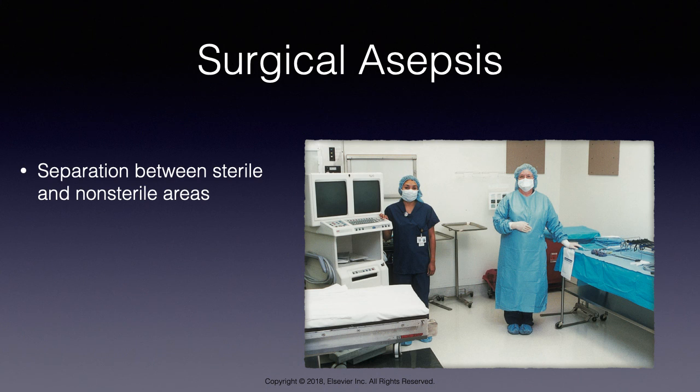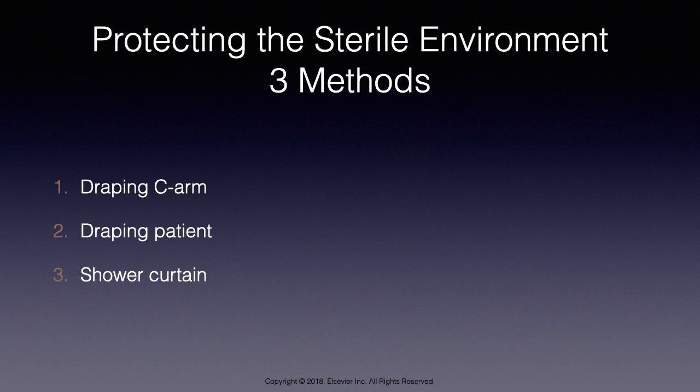Surgical asepsis, separation between sterile and non-sterile areas. Always know what is sterile and what is not sterile, so that you know what can be touched and what cannot be touched. There are 3 methods of protecting the sterile environment: draping the C-arm, draping the patient, or a shower curtain.